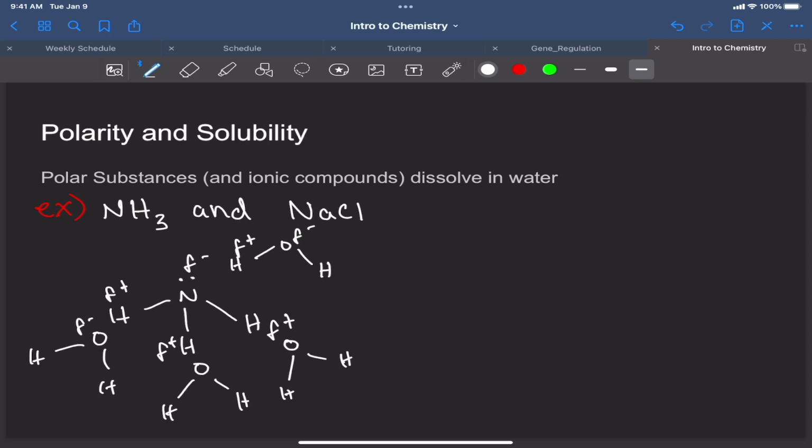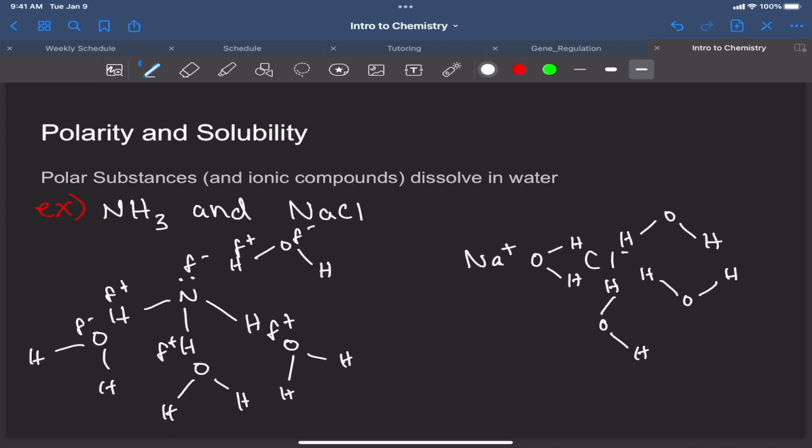How about sodium chloride? Well, what'll happen is we'll end up getting Na plus and Cl minus. Our water molecules are going to be looking like this. Hydrogen, hydrogen. I'm trying to go quickly. That's what we'd end up getting.